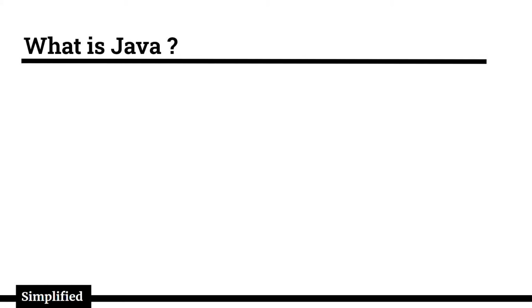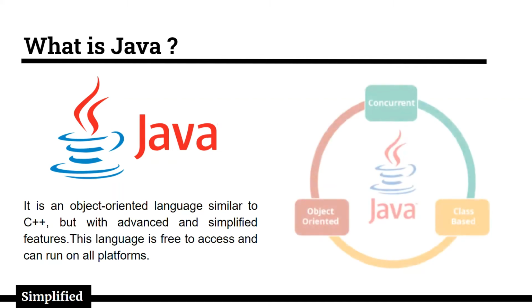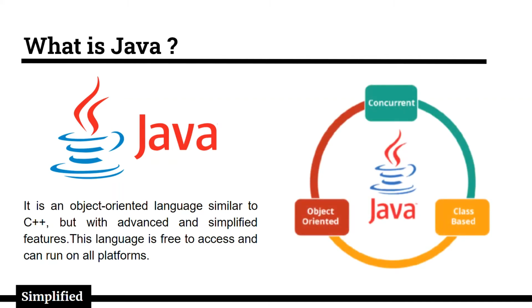What is Java? Java is an object-oriented language similar to C++, but with advanced and simplified features. This language is free to access and can run on all platforms. Java is concurrent, where you can execute many statements instead of sequentially executing them. It is a class-based, object-oriented programming language. Object-based. Independent programming language that follows the logic of write once, run anywhere. That is, the compiled code can run on all platforms which support Java.